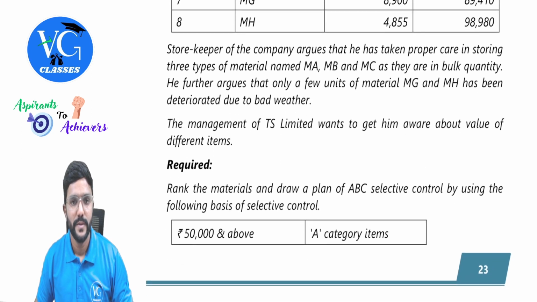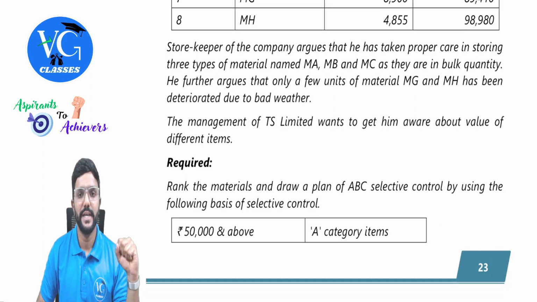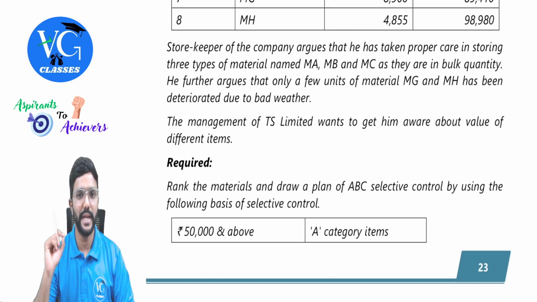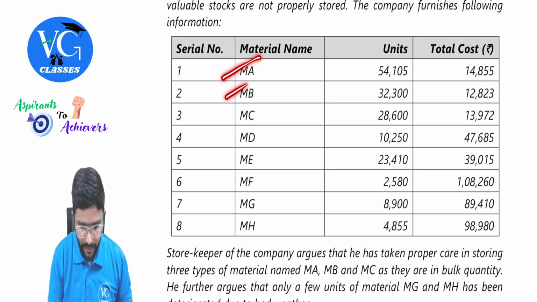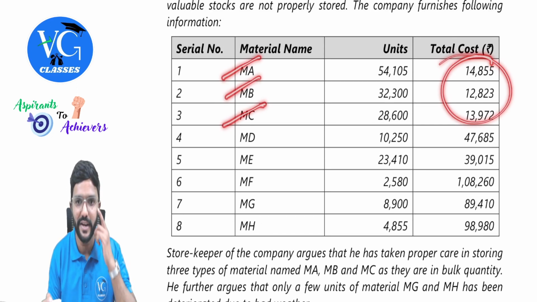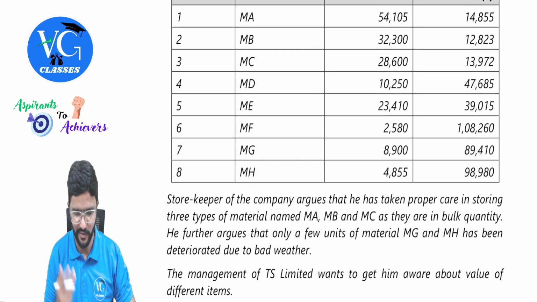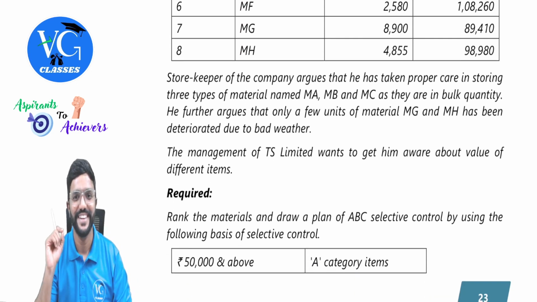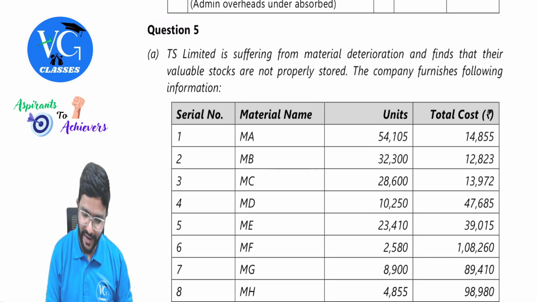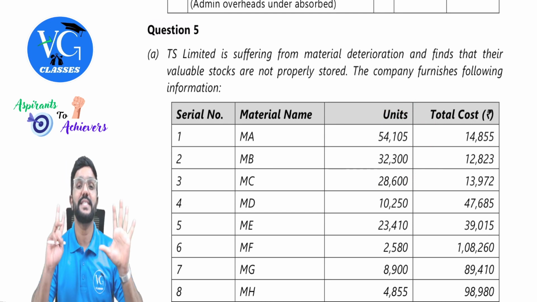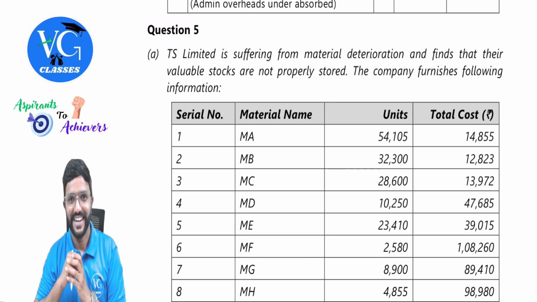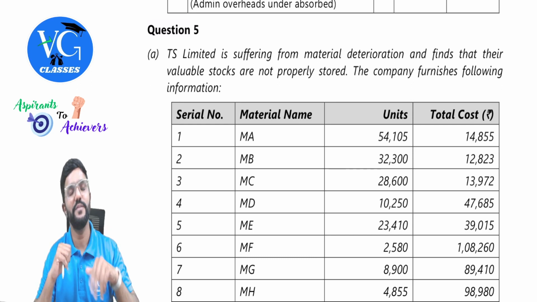Okay. Storekeeper of the company argues that he has taken proper care in storing 3 types of material named MA, MB, and MC. This is like the cheapest raw material. He has taken extreme care of it. Oh, very good, sir. Very good storekeeper. As they are in bulk in quantity. Okay. So they are bulk in quantity. Guys, you know, C is the cheapest raw material. It costs us only 10%, but how much do we use it? 70%. Correct. Yes. So as cost is lower, we will use it more.